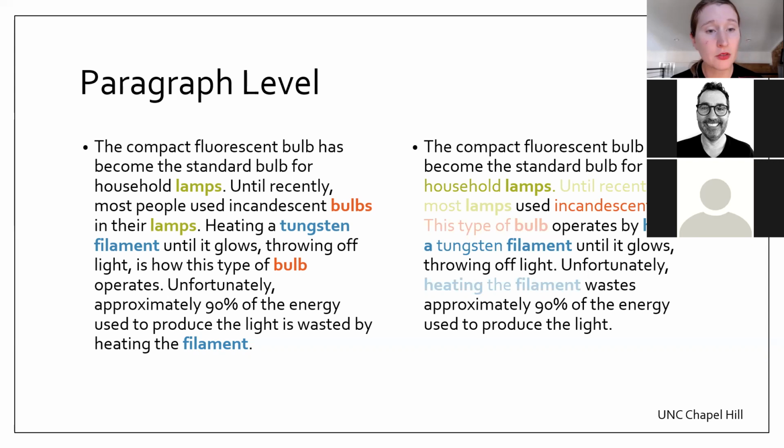So notice that in our first one, we ended with lamps, but then we didn't hear lamps again until the end of the next sentence. With this one, we've rewritten it so we have lamps and lamps next to each other, again, like links of a chain. Until recently, most lamps used incandescent bulbs. This type of bulb operates by heating a tungsten filament until it glows, throwing off light. Unfortunately, heating the filament wastes approximately 90% of the energy used to produce the light.